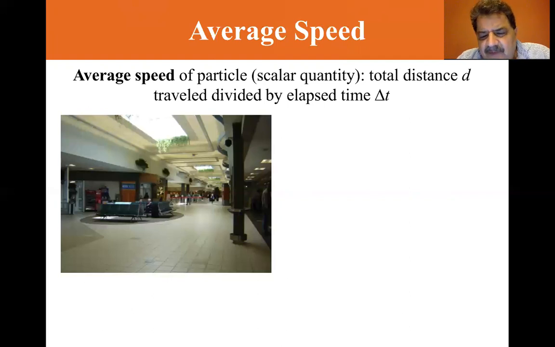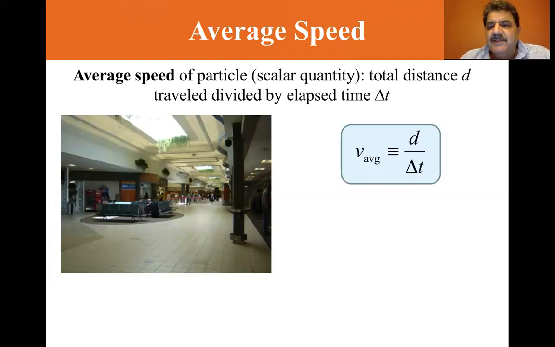Well, the average speed of a particle, a scalar quantity, is the total distance d traveled divided by the total time interval required to travel the distance. So v average is equal to the distance divided by delta t. In SI units, the average speed has the same unit as average velocity, meters per second. Average speed has no direction. It's always expressed as a positive number. Average velocity is the displacement divided by the time interval, and average speed is the distance divided by the time interval. So you need to understand that difference.